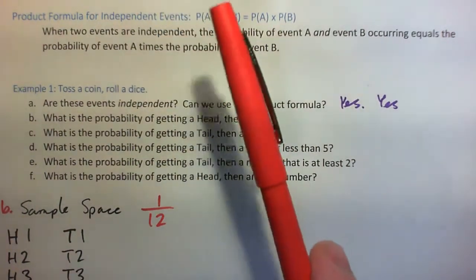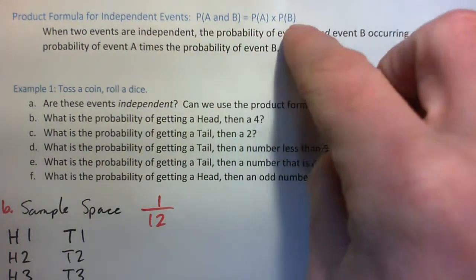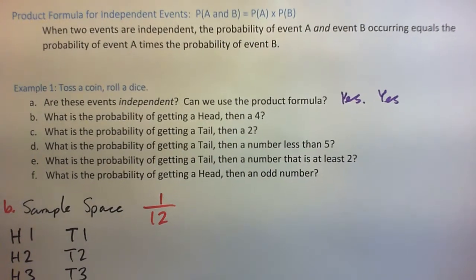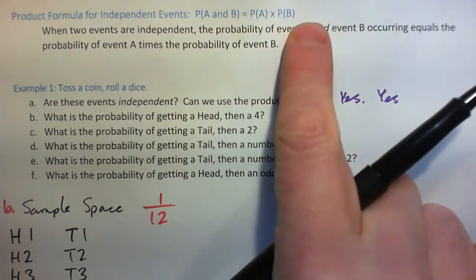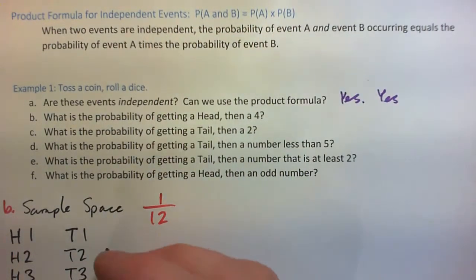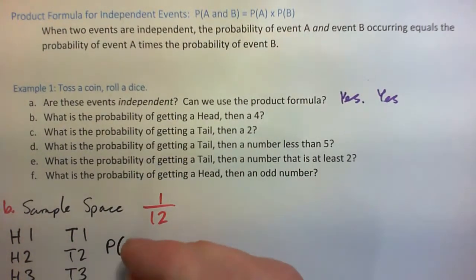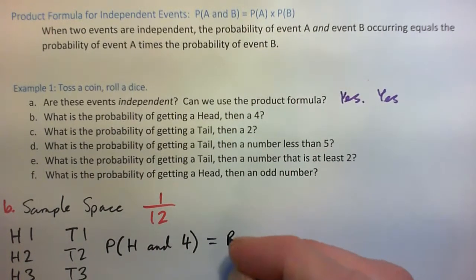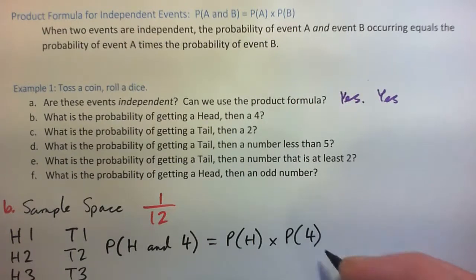So the product formula says that if these events are independent, and they are, we can multiply the probability of each to get the answer, right? So first of all, probability of A and B equals probability of A times probability of B. So I'm just going to, for fun, go probability of head, then a 4. H and 4 equals probability of a head times the probability of a 4. See that?